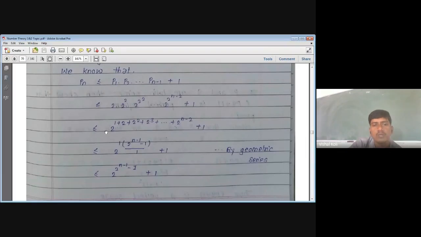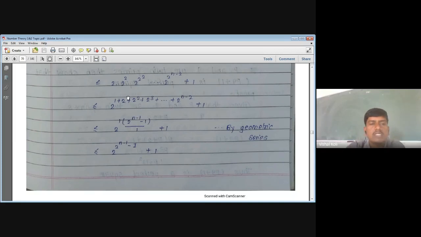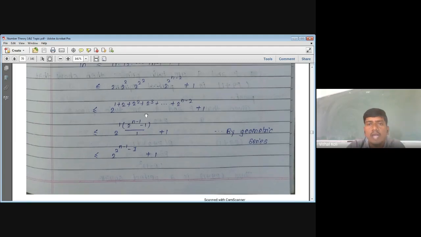Therefore, we have to take the sum of all the powers of 2, that is 1 plus 2 squared plus 2 cubed and so on, up to 2 raised to n minus 2, plus 1. Now we have to use the geometric series. The geometric series a plus ar plus ar squared plus ar cubed and so on is nothing but a times r to the power n minus 1 divided by r minus 1.